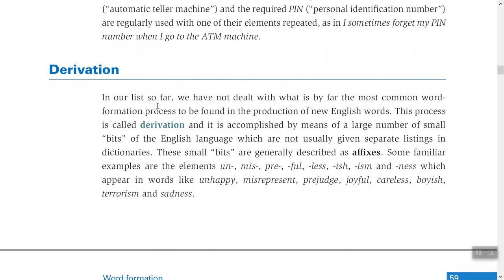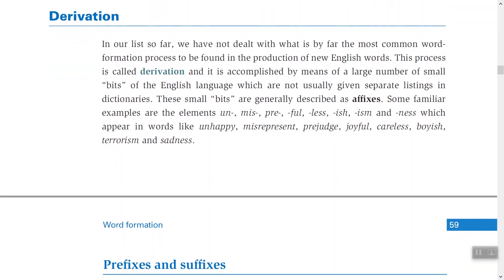Derivation. In our list so far, we have not dealt with what is by far the most common word formation process to be found in the production of new words. This process is called derivation. We can make new words by means of a large number of small bits of the English language, which are not usually given separate listings in the dictionary. These small bits are generally described as affixes.